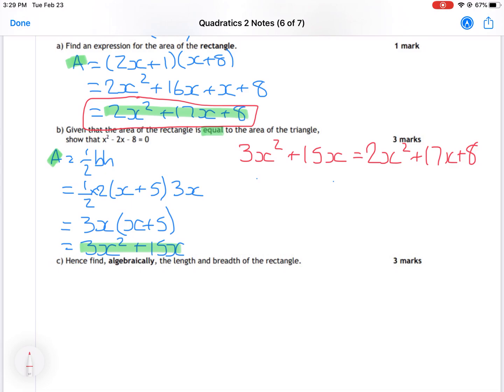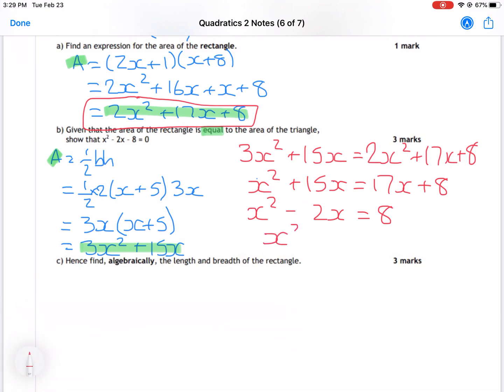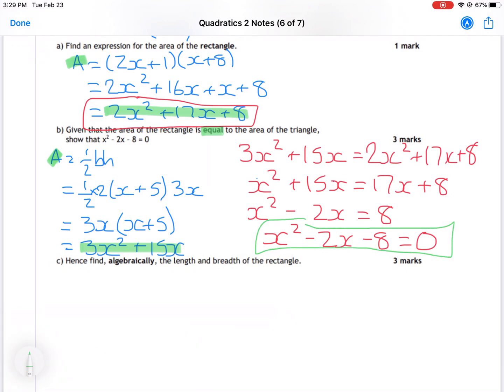Now I can take away 2x squared from both sides, leaving x squared plus 15x equals 17x plus 8. I can then take away 17x from both sides, giving x squared minus 2x equals 8. I can then take away 8 from both sides, giving x squared minus 2x minus 8 equals 0. That is exactly as it was required to be, therefore I've answered the question.